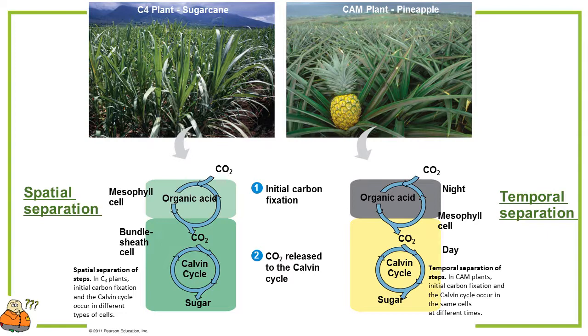So the C4 pathway minimizes photorespiration by separating the initial carbon dioxide fixation, which is the C4 pathway, and the Calvin cycle in space, using two different cells. Thus, it is termed spatial separation. Spatial means space. While crassulacean acid metabolism plants minimize photorespiration and save water by separating initial carbon dioxide fixation and the Calvin cycle in time, between night and day, but within the same cell. Thus, it is called temporal separation. Temporal means time.